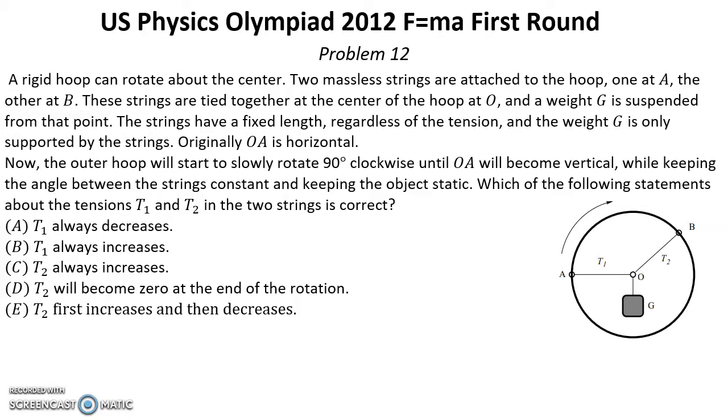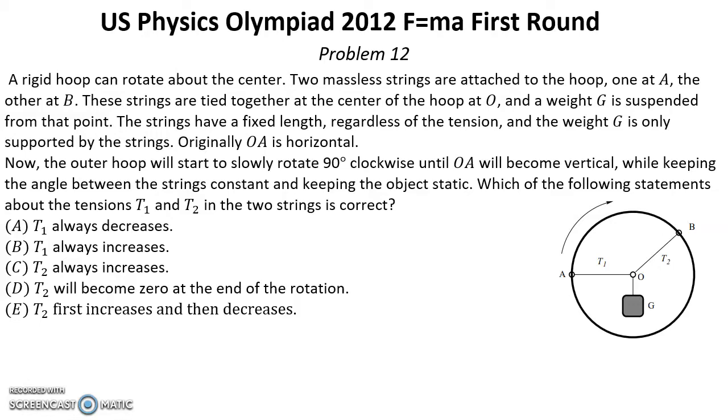Now the outer hoop will start to slowly rotate 90 degrees clockwise until OA becomes vertical, while keeping the angle between the strings constant and keeping the object static. Which of the following statements about the tensions T1 and T2 in the two strings is correct?